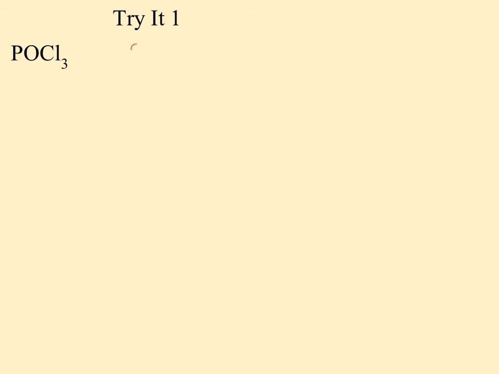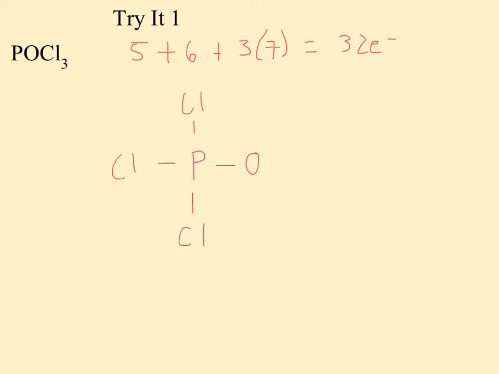So if I look up phosphorus, it's got 5 electrons. Oxygen has 6. And I have 3 chlorine with 7 each. So I got 5 and 6 is 11 plus 21. This is 32 electrons total. The P is first, so it goes in the center. I attach an oxygen with a single bond. And then I have 3 chlorines to attach with single bonds.